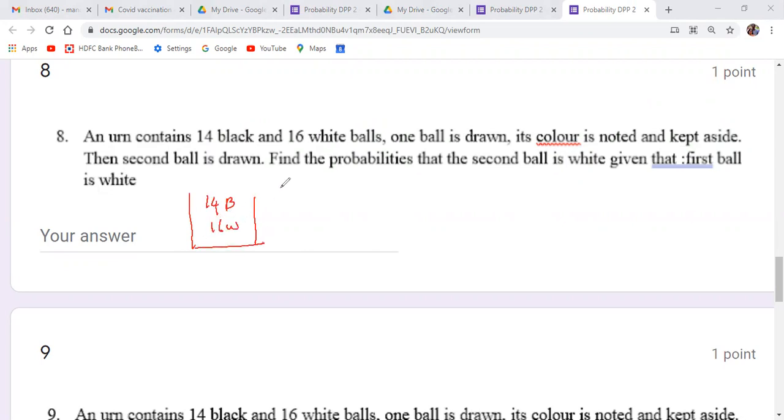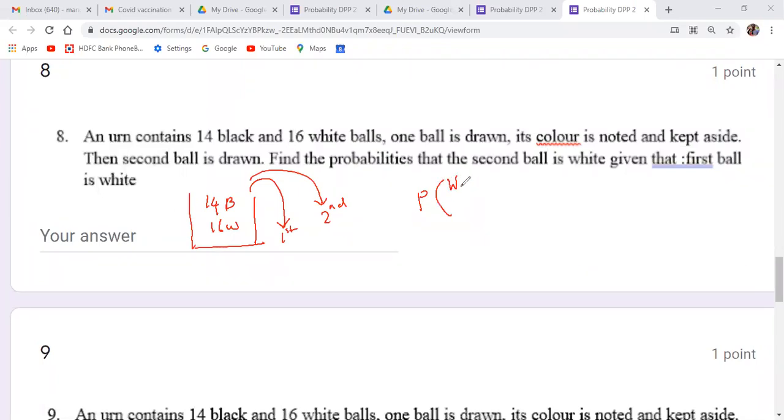One ball is drawn at random. Its color is noted and kept aside. Then a second ball is drawn, without replacement. So the first one, the second one. Find the probability that the second ball is white. So W2.